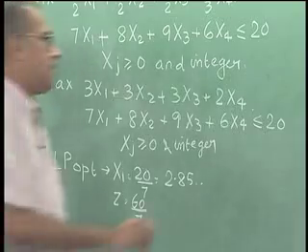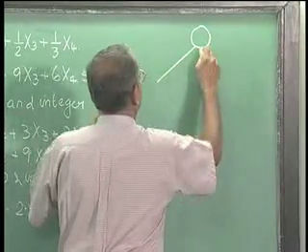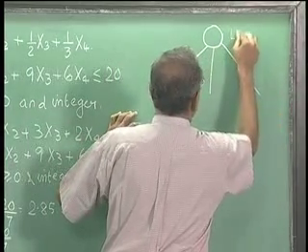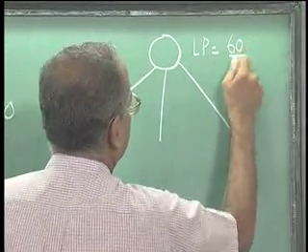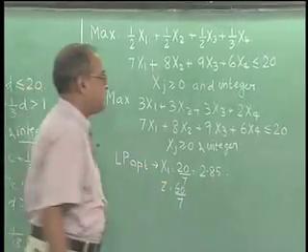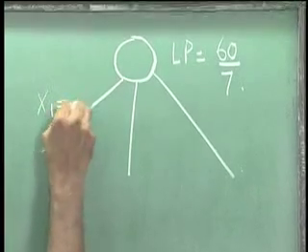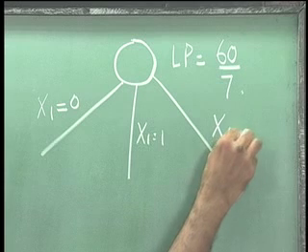So, we start with a node here which says LP is equal to 60 by 7. Now, from this x1 takes 2.85, so we branch: x1 is equal to 0, x1 is equal to 1 and x1 is equal to 2.